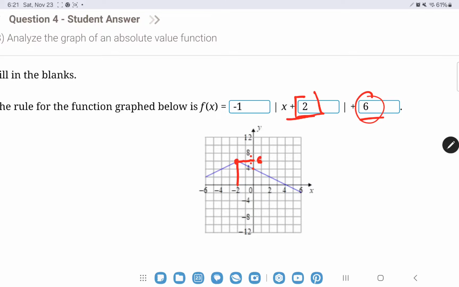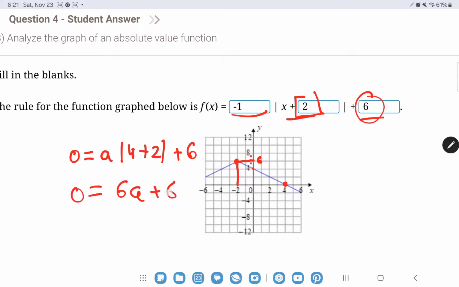Now we use any point on the lines to find a. So I'm gonna use 4, 0. So 0 equals a into 4 plus 2 in absolute values plus 6. So 0 equals, wait, this is 4 plus 2. So 4 plus 2 is 6a, because you need to multiply by a, plus 6 equals 0. So 6a equals negative 6. A equals negative 1. To make sure, if it's negative 1 and it's opening downwards, you have the right answer. That's how you find it.